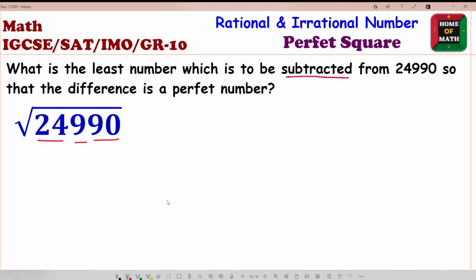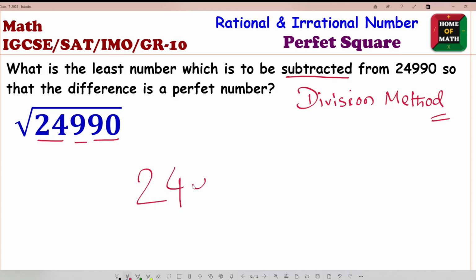First we have to solve this by the division method. You know about this one; in earlier videos we solved lots of numbers by the division method. So our first number is 24,990.